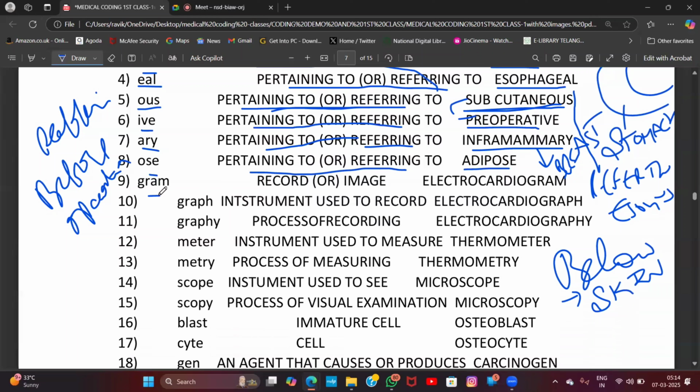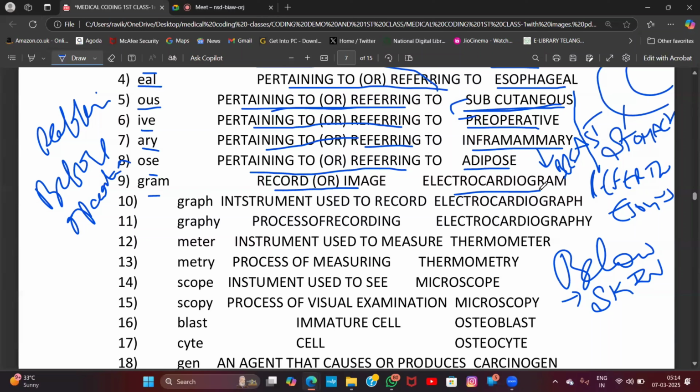Next one, -gram. -Gram is nothing but record or image. Electrocardiogram: the record or image of the electricity of the heart. ECG is nothing but electrocardiogram.